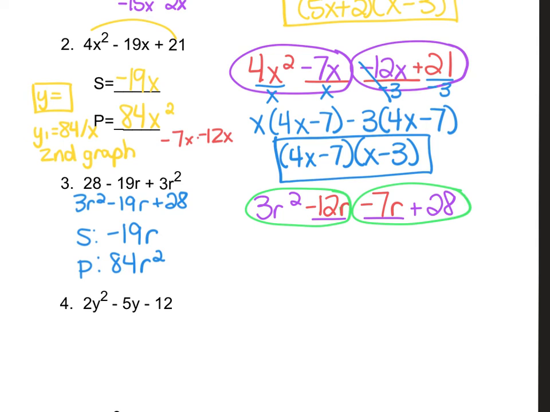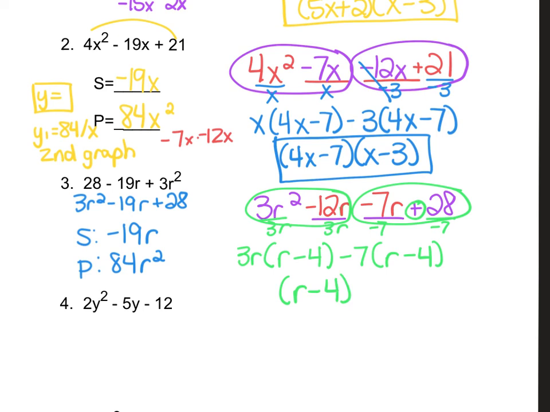So in the first one, it looks like I can pull out a 3r, and I can divide everything else by 3r. And I'd get r minus 4. It looks like in the next one, I could pull out a negative 7. I want to pull out a negative to make that negative. And that would leave me with r minus 4. So the inside terms make one factor, r minus 4. Those come together. And then my GCFs on the outside come together to make the second factor.